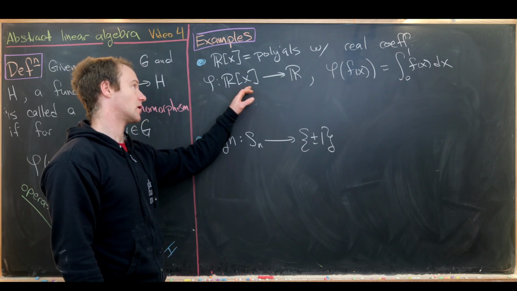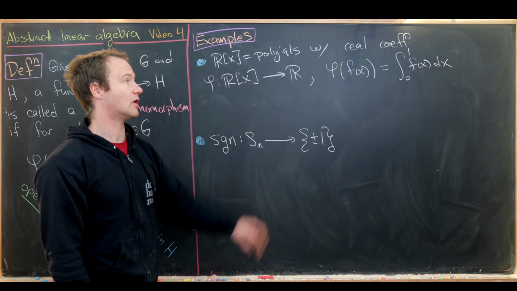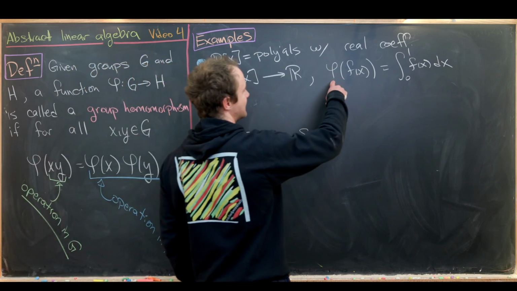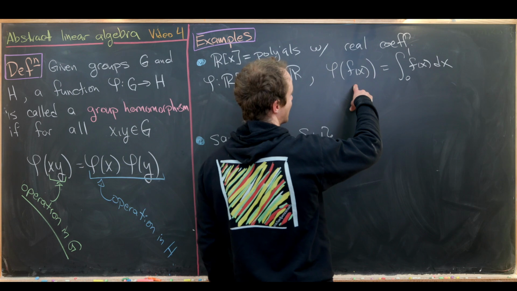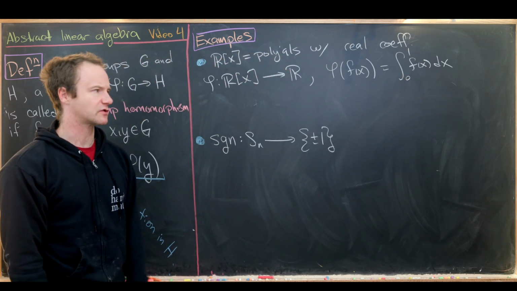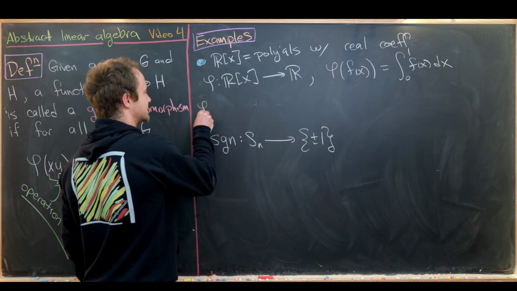It goes from R adjoin x, this polynomial object, to R, where again this is with addition. And it's defined by phi evaluated at this polynomial f of x is the integral from 0 to 1 of f of x dx, the integral like from a calculus class. And we can easily check that this is a homomorphism.